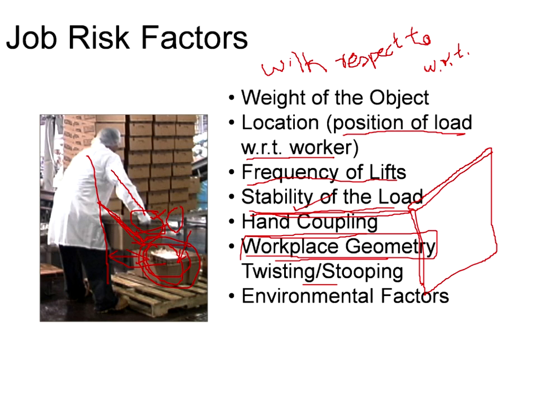Next is about workplace geometry. Workplace geometry, twisting and stooping. What is the distance between the labor and the final point? All these dimensions you have to measure and you can redesign. This is called workplace geometry.